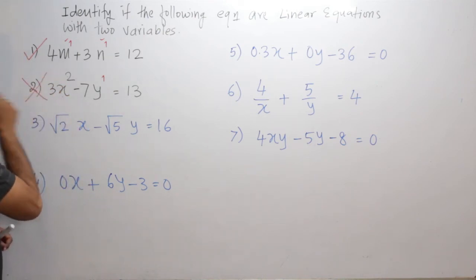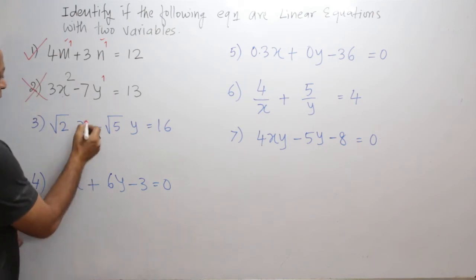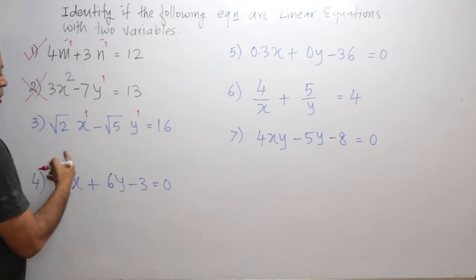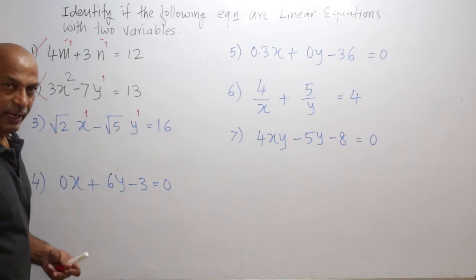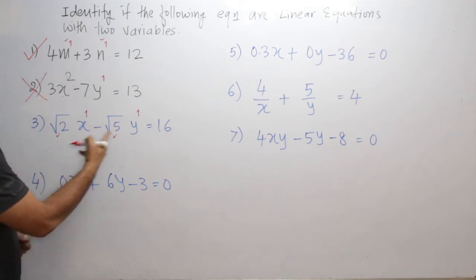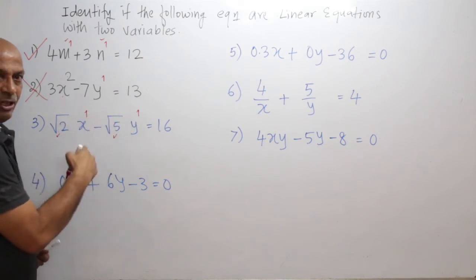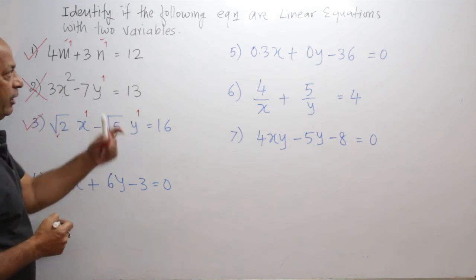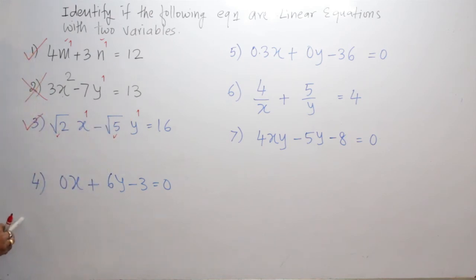So this is no. Here the power is 1, x power is 1, y power is 1. The coefficient can be any real number. So this is no problem. So two variables with highest degree of both the variables is 1. So this lies under the category of linear equations in two variables.